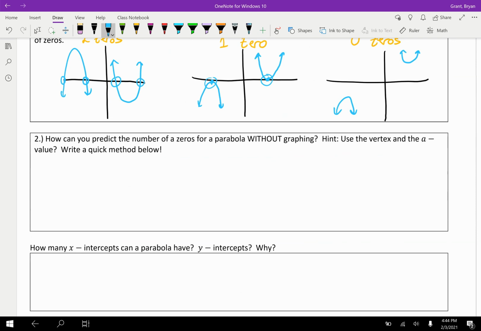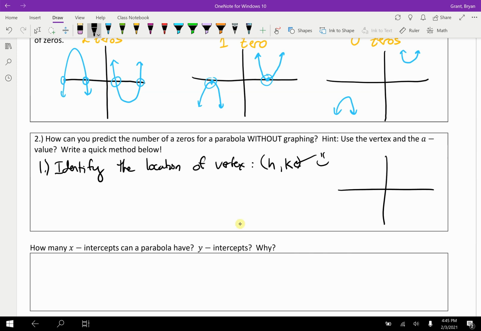Well, hopefully you decided that there are 2 important pieces that determine the number of zeros of a parabola. The first thing you're going to need to do is identify the location of the vertex, and that just means looking at H and K. And in fact, if you're really good at this, you might realize that you only need to look at K. H actually doesn't affect the number of zeros our graph will have.